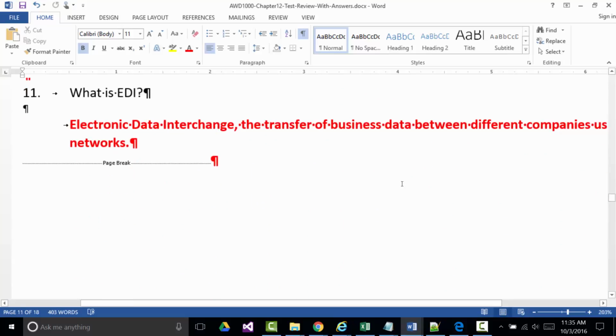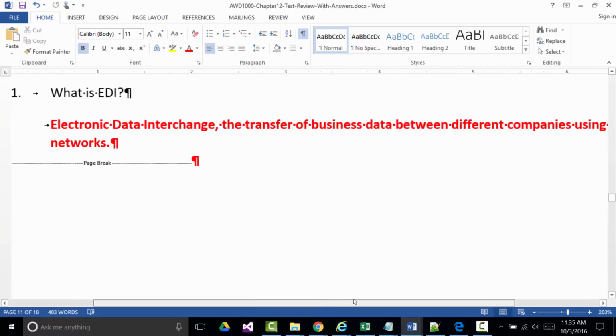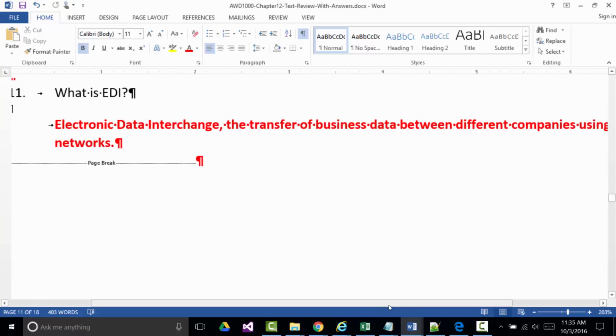Number 11, what is EDI? It's an acronym that stands for Electronic Data Interchange, and it's the transfer of data between different companies using networks. So it's an electronic transfer of data. It's doing business electronically. So your purchase orders, purchase order acknowledgments, receipts, everything is done online.